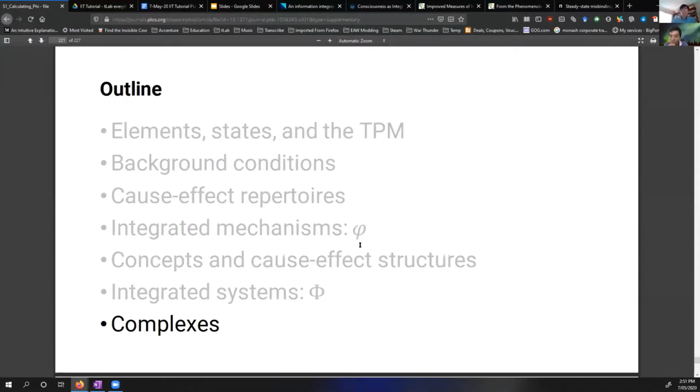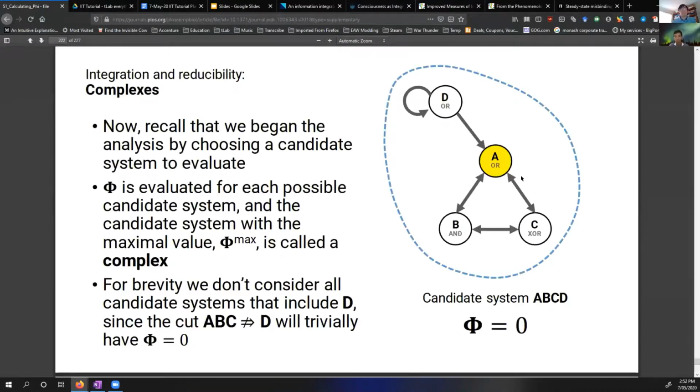So complexes, at this point, there's not really any more calculation being done. What this section is essentially doing is addressing the questions of how you determine what your system is, what is outside the system, what is inside the system, what is the scale of your system, and those sorts of questions.